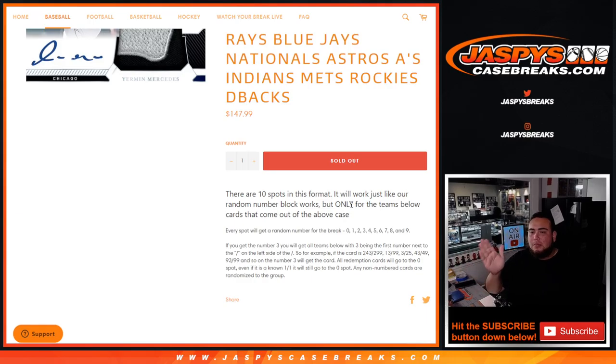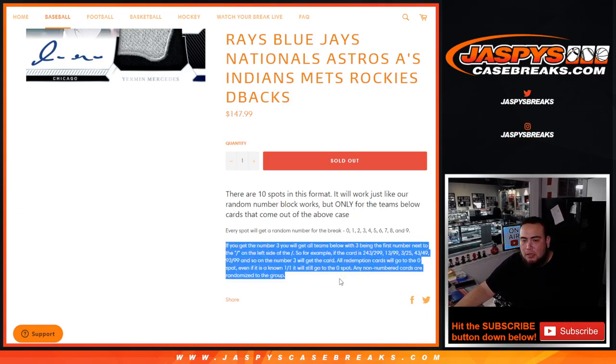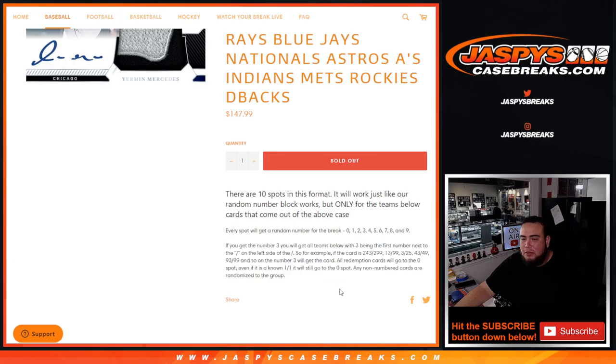And we are going, of course, by random number block style, the first number on the left side of the serial number dash. And, of course, if you don't know how this works, there's your little examples right there. And, of course, all redemption cards for any one of these teams go to spot zero automatically. And any non-numbered cards are randomized to the group in the break, if there are any non-numbered.